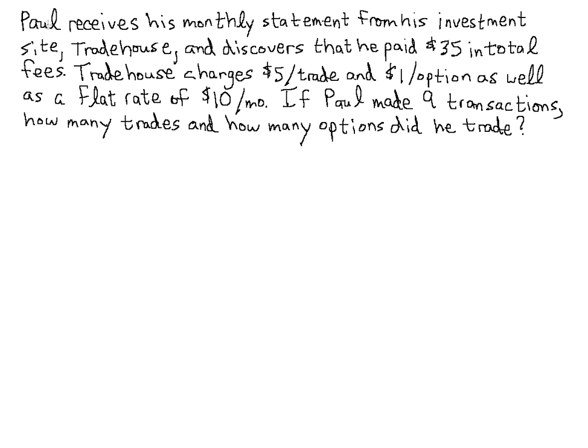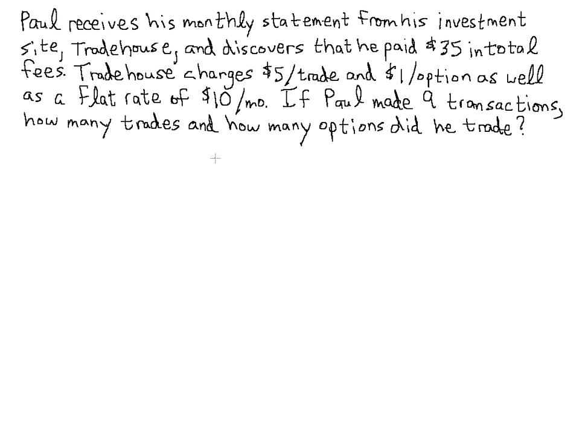We have the situation of Paul receives his monthly statement from his investment site, TradeHouse. I guess that's actually the site that he chose over eShare. So he discovers that he paid $35 in total fees. TradeHouse charges $5 per trade and $1 per option, which is a different kind of trade, as well as a flat rate of $10 per month. If Paul made 9 transactions, how many trades and how many options did he trade?